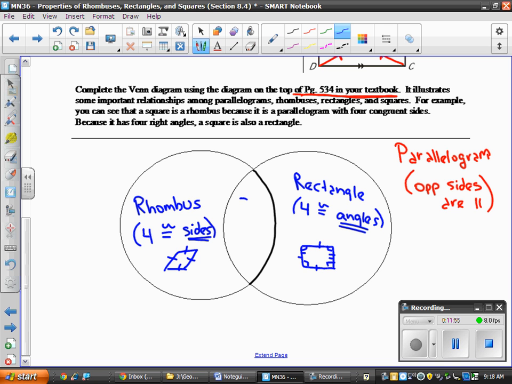And lastly, a square, which again is a parallelogram and rectangle and rhombus. A square is the golden child. It has all the properties. It's going to have all sides equal, and they have the 90 degrees. So these are some important properties of the rhombus, square, and rectangle.